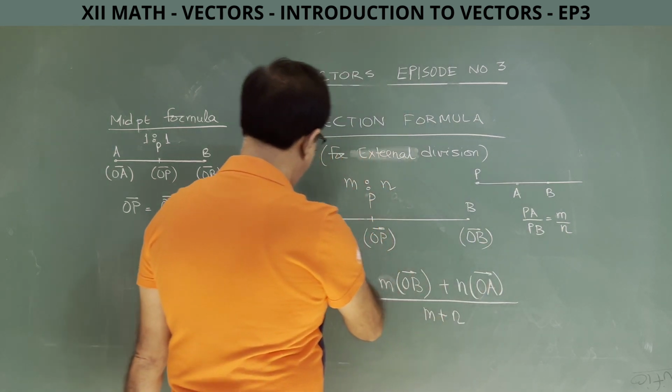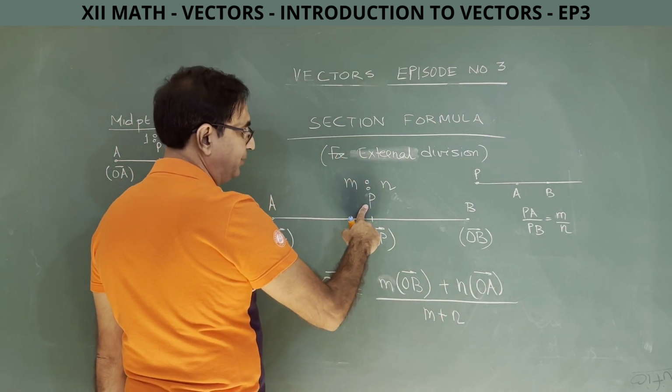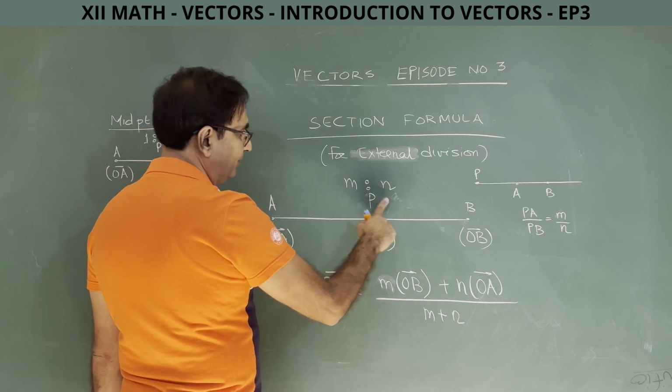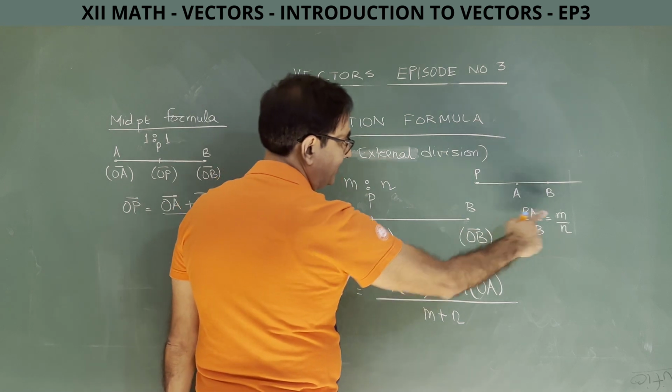Here also PA upon PB is M is to N. You speak this alphabet before. Don't say AP by PB. It is better to say PA upon PB is M upon N.